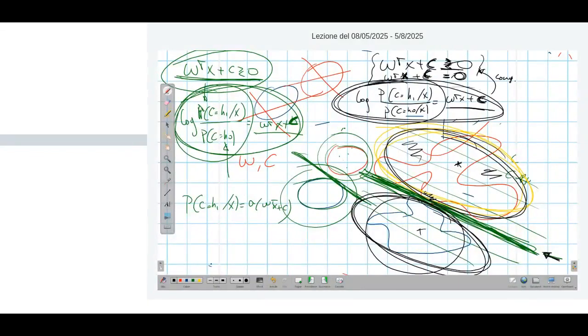Now, the problem here is, all this works once I know W and C. The question is, how do I obtain W and C without resorting to a description of the feature samples? So how can I get a separation boundary that is good without actually modeling how the data are distributed in space?